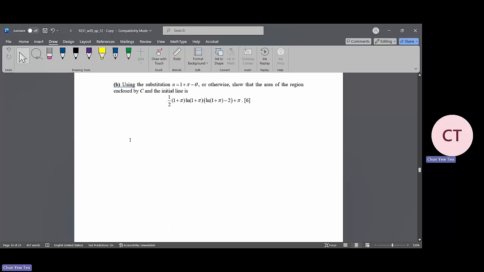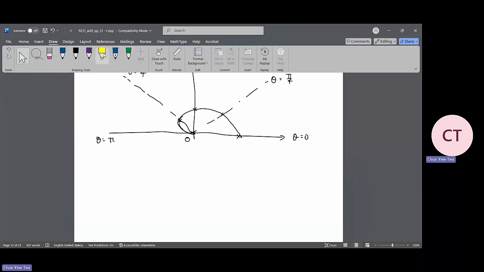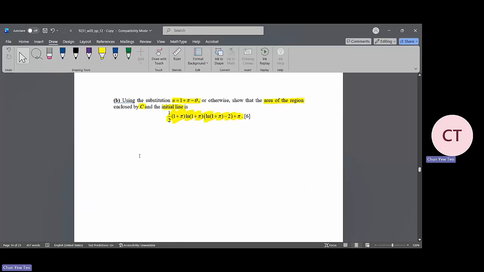Move on, we have 5b. In 5b, they want us to use the substitution u equals 1 plus pi minus theta, or otherwise show that the area of the region enclosed by C and the initial line is given as this. So over here, the area is bound and closed by the curve and the initial line, which means it's the area over here. So that means you need to integrate from 0 until pi.